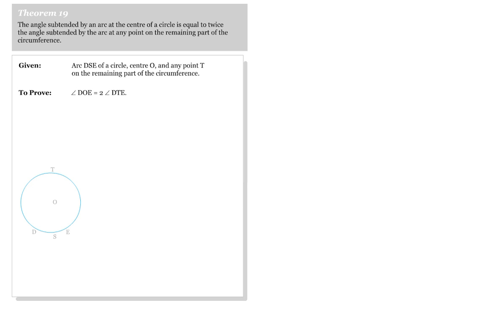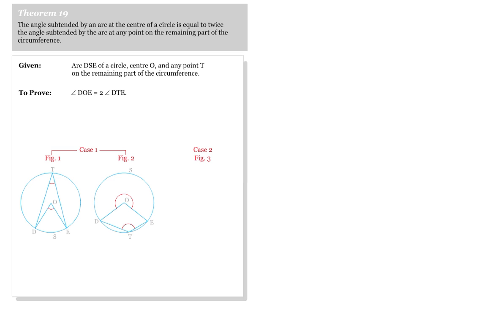There are two cases to consider. Figure 1 shows the arc DSE as a minor arc with angle DOE subtended at the centre, and angle DTE subtended at the circumference. Figure 2 shows the arc DSE as a major arc with the reflex angle DOE subtended at the centre, and angle DTE subtended at the circumference. These two figures illustrate case 1.